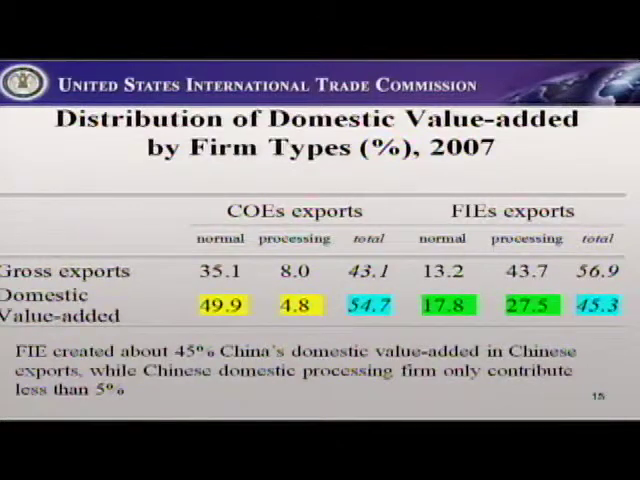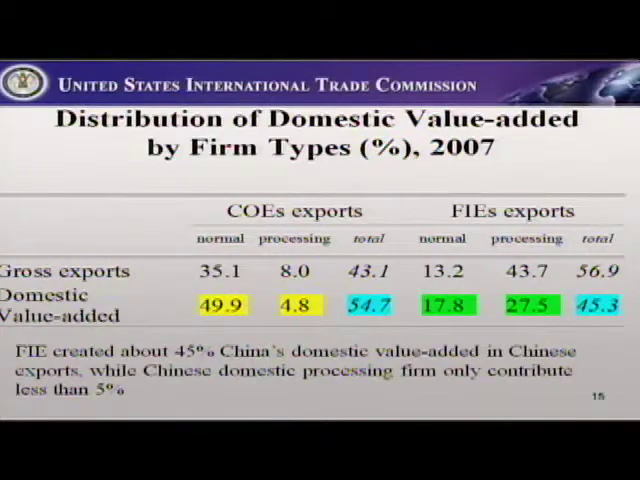For the processing foreign firm, gross exports are 44%, but because they use more imports, the domestic value added is only 27%. On average, about 57% is from the foreign firms and 43% is from the domestic firms. That's basically the domestic value added distribution.